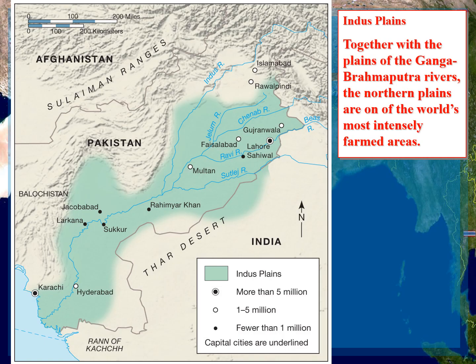All right, so our Indus Plains. Here's a little more detailed image of that. So we're here at Afghanistan and Pakistan, and as you can see, the Thar Desert is just to the south of our Indus Plains. Together with those Ganga and Brahmaputra rivers, the northern plains are some of the world's most intensely farmed areas.